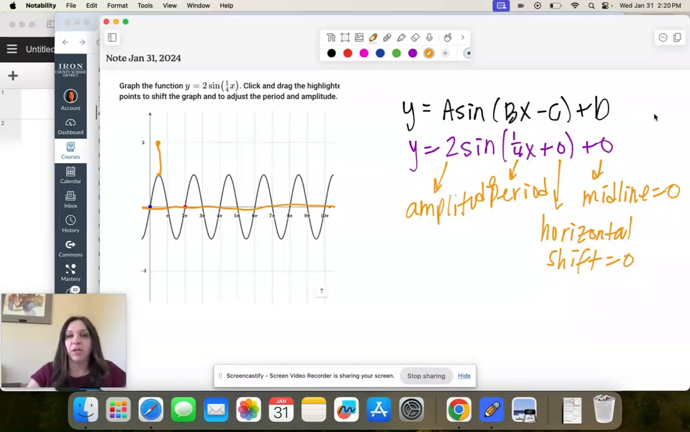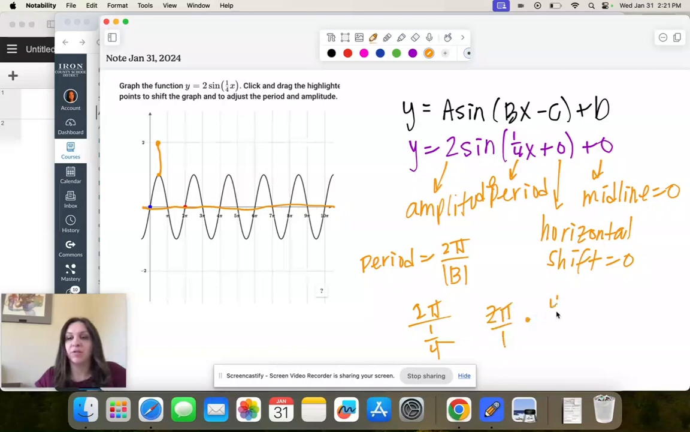Now I want to get the period right. So the period equals 2 pi over the absolute value of b, and b is 1/4. So 2 pi over 1/4, you would take 2 pi over 1 times 4 over 1, the reciprocal of the denominator. So our period is 8 pi over 1, or just 8 pi.